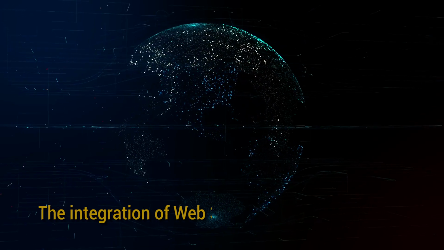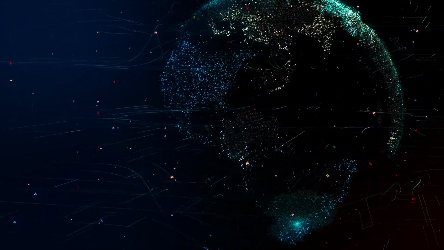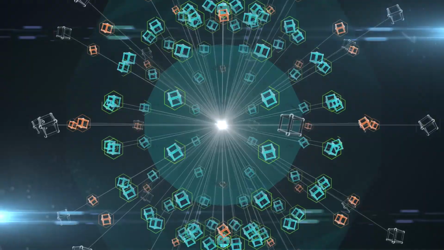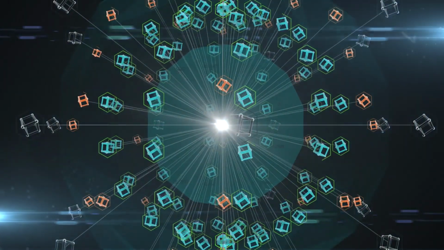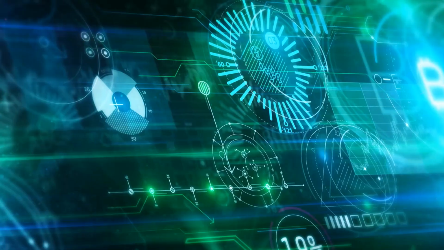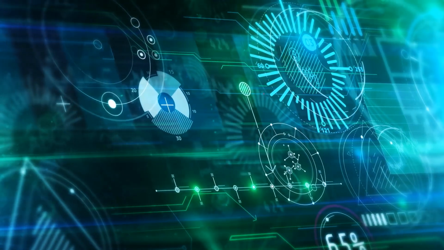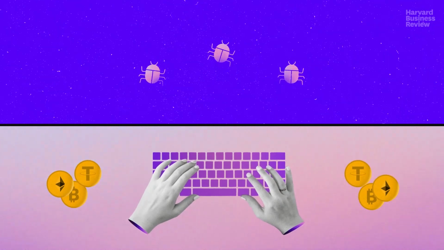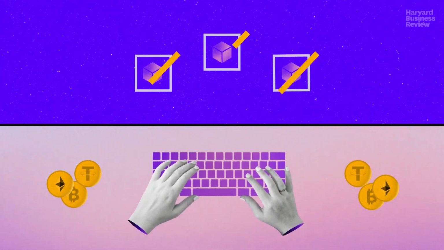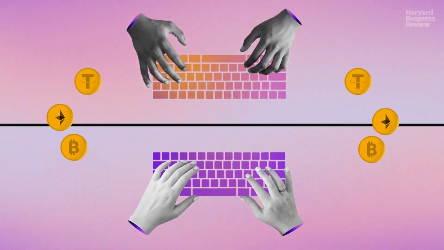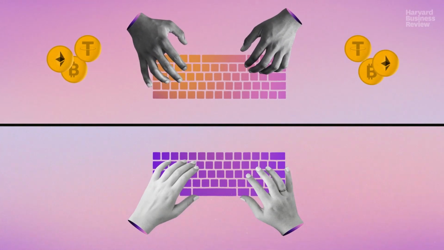The integration of Web 3.0 with crypto. Cryptocurrency and Web 3.0 are two sides of the same coin. Both are built on decentralized technologies that allow for greater transparency and accountability. But integrating Web 3.0 with crypto takes things to a whole new level. With Web 3.0, users have the power to own and control their data, and with crypto, they have the power to transact without relying on traditional financial institutions.